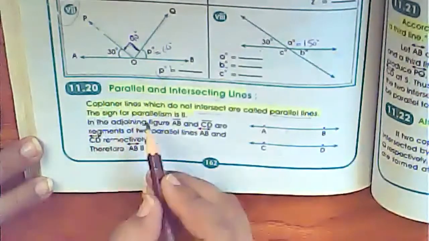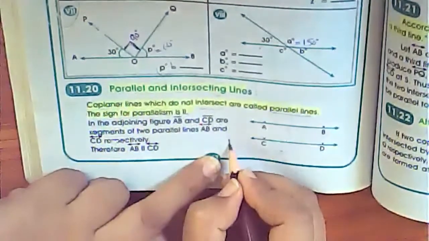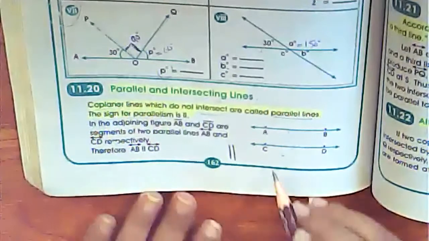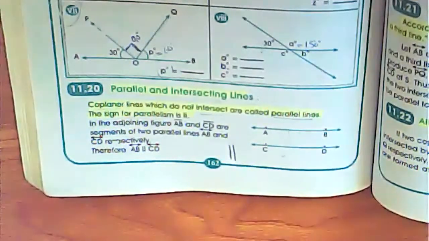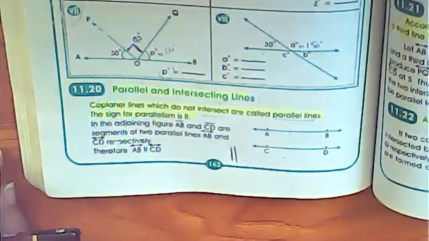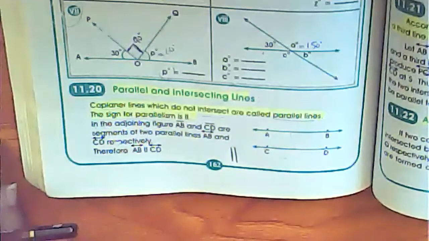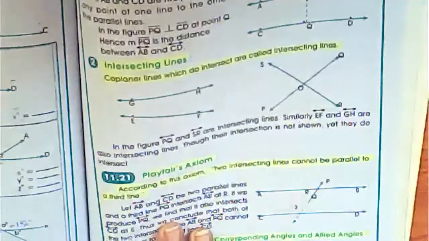And this is very important, the sign for parallelism is this one, two parallel lines just like this. This is the sign for parallelism. You should know how you will represent parallel lines. So mark it. This is important, right? Are you doing it? Okay, fine.